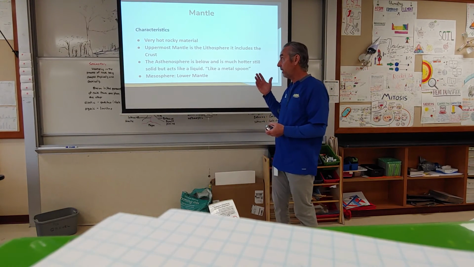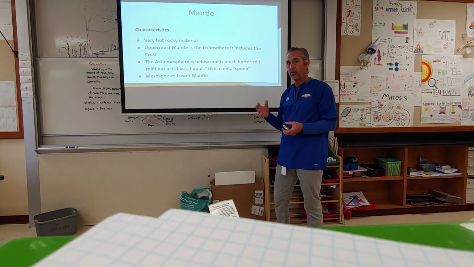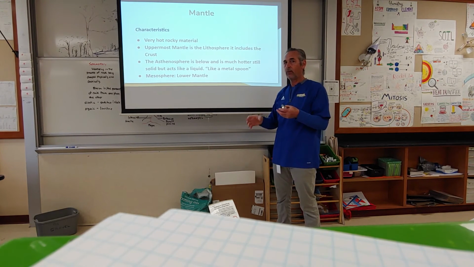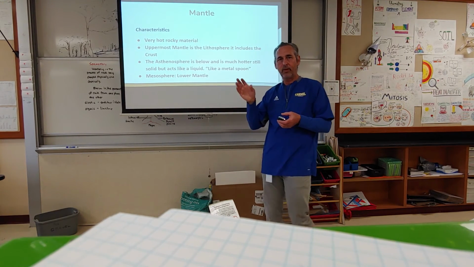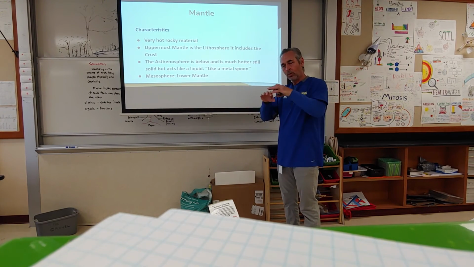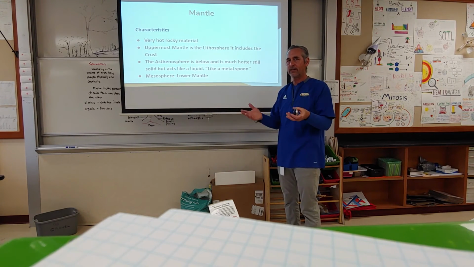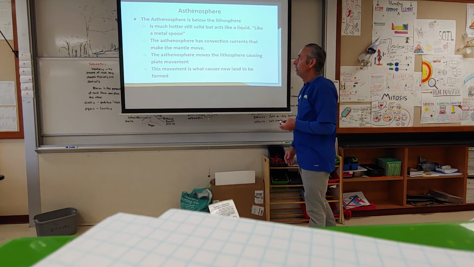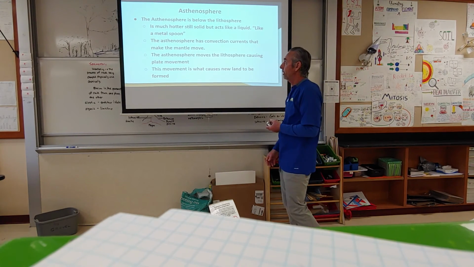So review real quickly. The asthenosphere is solid, but it acts like a liquid, and the reason it acts like a liquid is that it moves through convection currents. And so the continental and the oceanic crust move back and forth. When we start talking about continental drift and plate tectonics, this will give a little more understanding. So here's just an overview of what I just talked about.